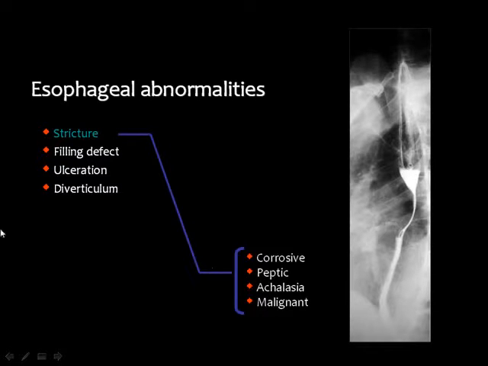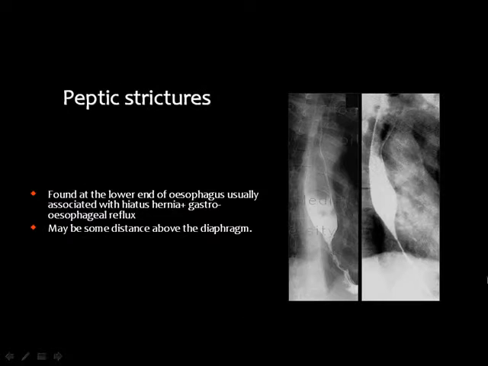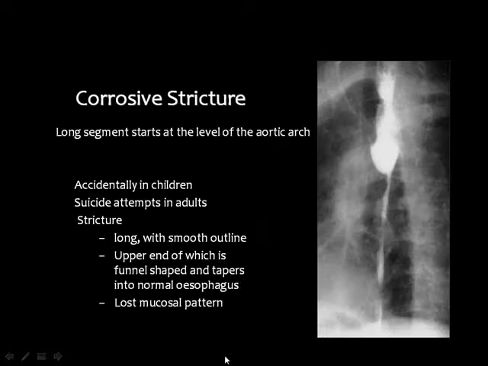And concerning the four main items we have discussed before, the stricture, filling defect, ulcer, and diverticulum, we have in the esophagus four types of strictures. The first one is the corrosive stricture, then the peptic stricture, the stricture due to achalasia, and the stricture due to malignancy. And this is an example of peptic stricture, which is usually of benign nature, showing the classic rat tail configuration, and is located mainly in the distal part of the esophagus. This stricture is secondary to gastroesophageal reflux and peptic esophagitis, which will end by narrowing of the lumen, and you have this characteristic site and appearance of the peptic stricture.